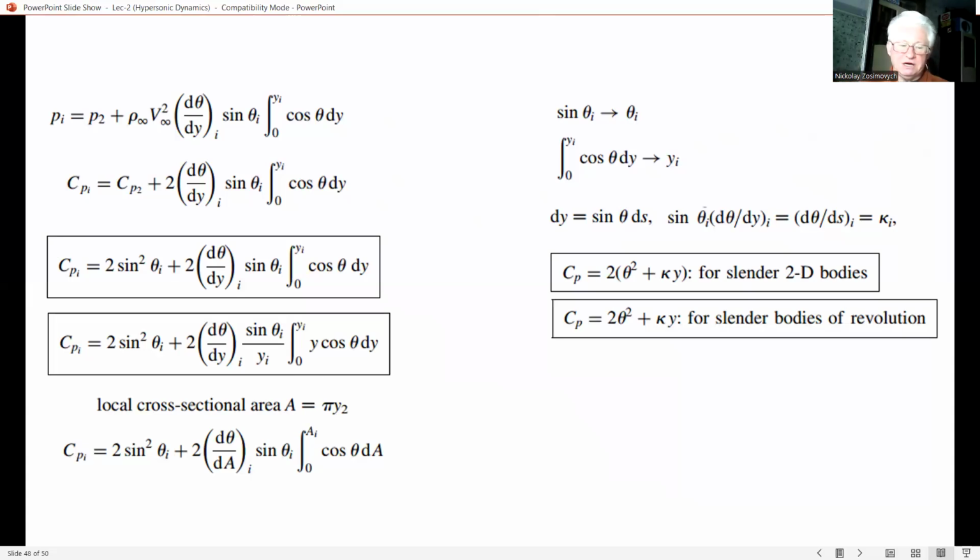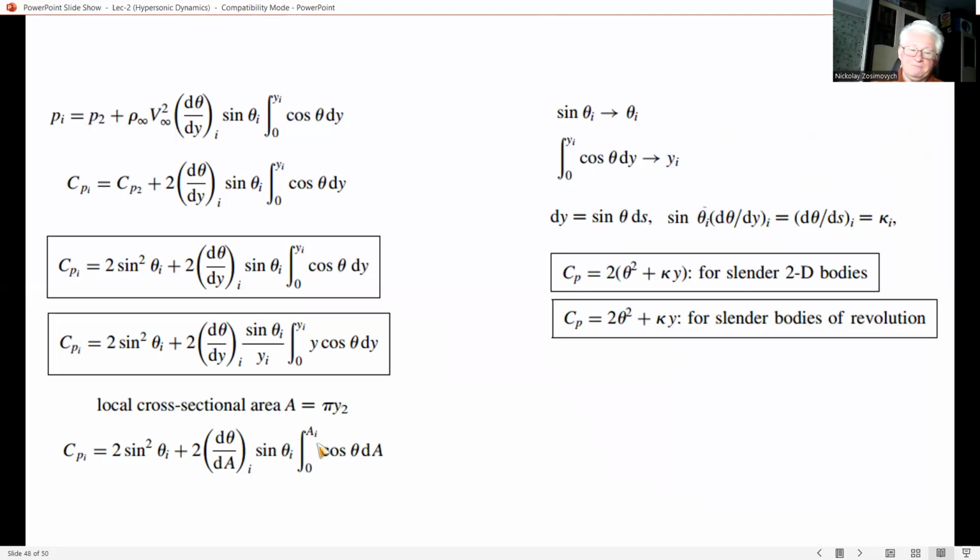We should point out here that from these last equations, Newtonian theory with the centrifugal modification is not totally a local surface inclination result. The value of Cp at point i depends not only on the local inclination angle theta i at this point, but also on the shape of the body upstream of point i, through the presence of the integral term, as you can see on this part of the equation.